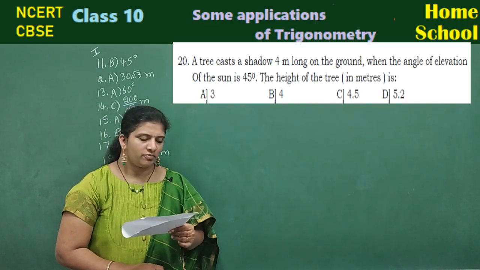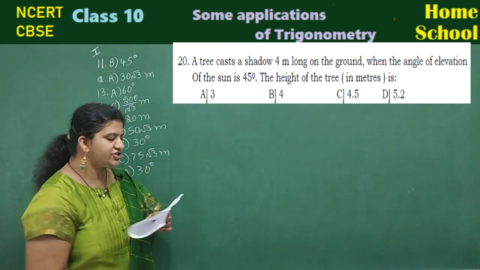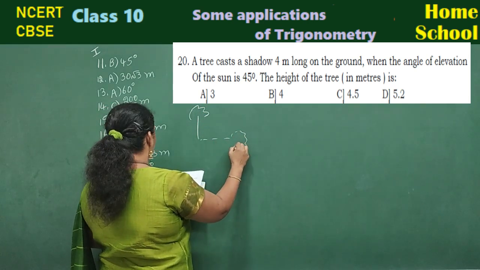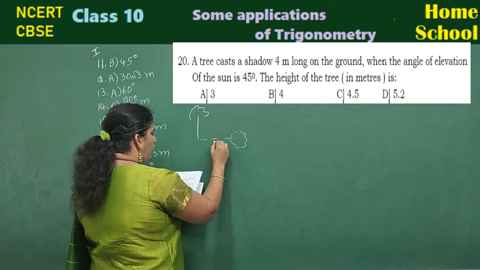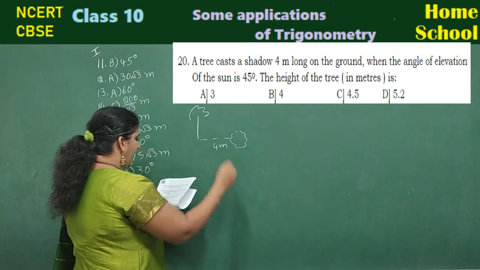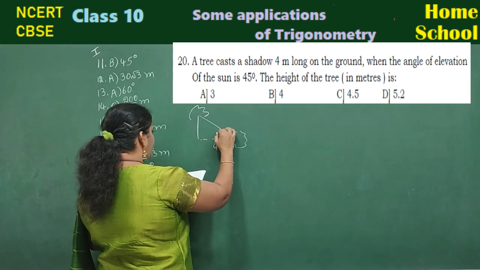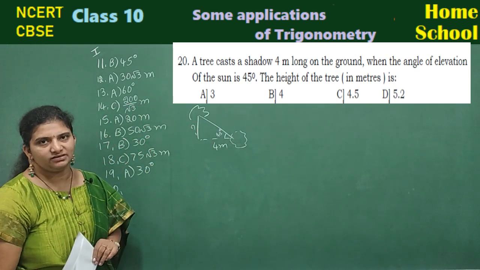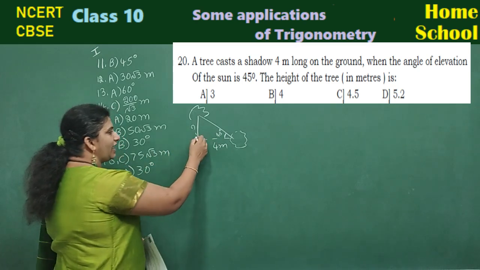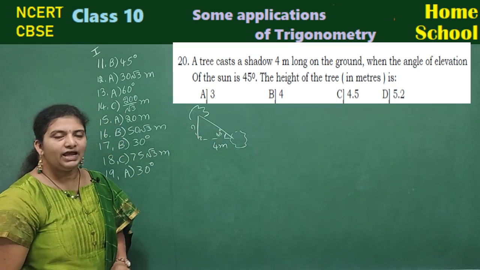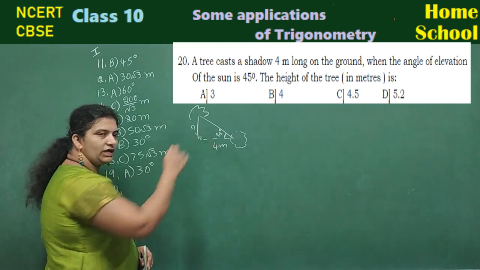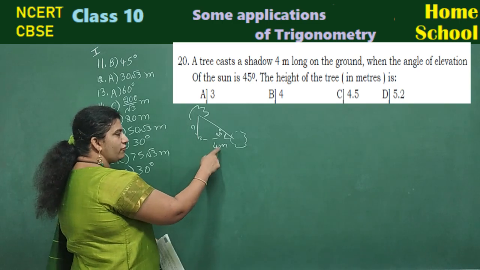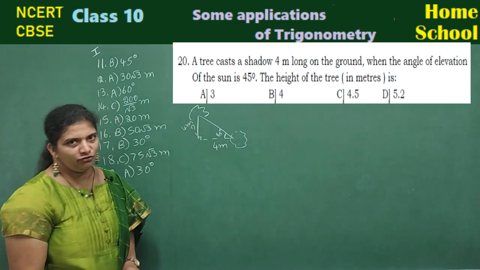Coming to your last problem, the 20th one. A tree casts a shadow 4 meters long on the ground when the angle of elevation of the sun is 45 degrees. What is the height of the tree in meters? See, if you see a 45 degree angle in your right triangle, immediately you can say opposite is equal to adjacent. Why? Tan 45 value is 1. So adjacent is 4 meters, then opposite will be 4 meters.